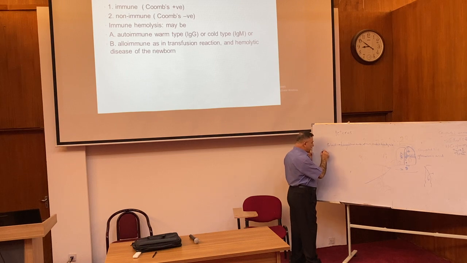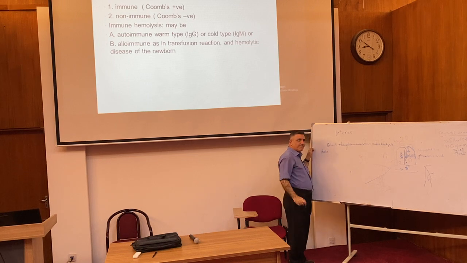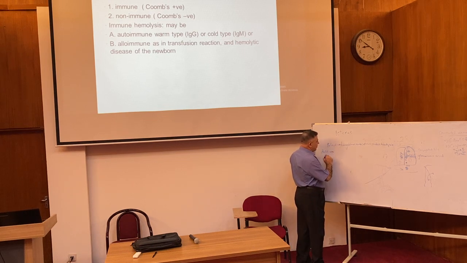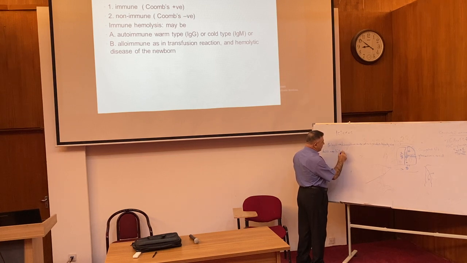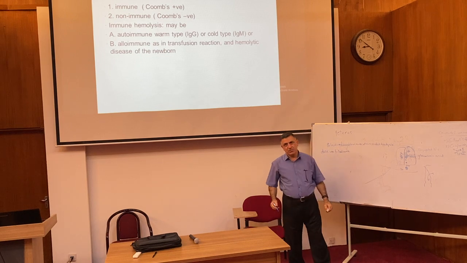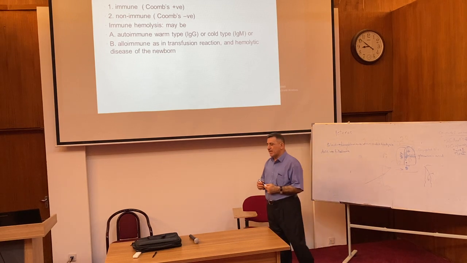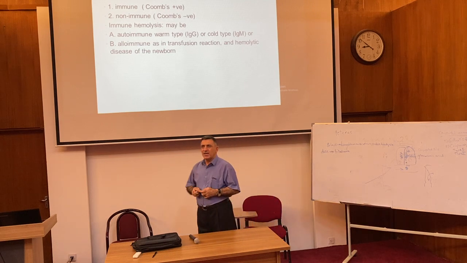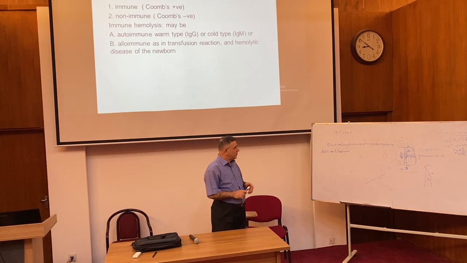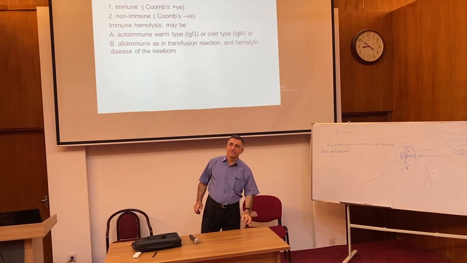Dark yellow or dark urine. That is due to presence of bilirubin in the urine. Black is due to presence of hemoglobin in the urine.